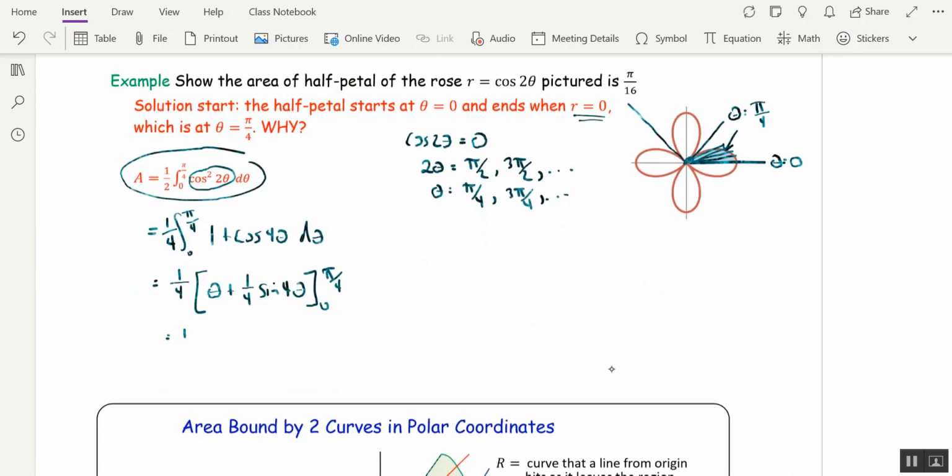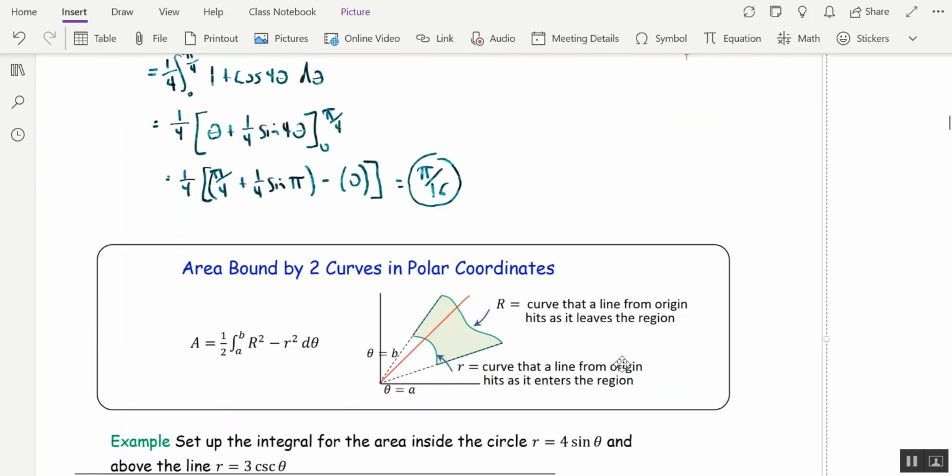Okay, well that's 1/4, and then I get pi over 4 plus 1/4 sine, again, of pi. And then when I put in 0, sine of 0 is 0, so everything's going to zero out. And so this is indeed pi over 16.